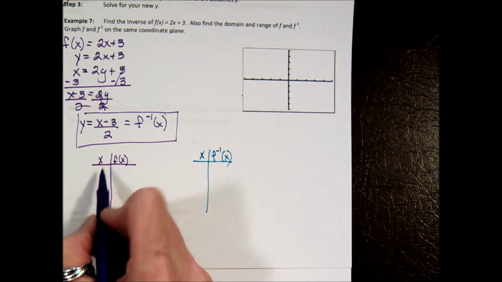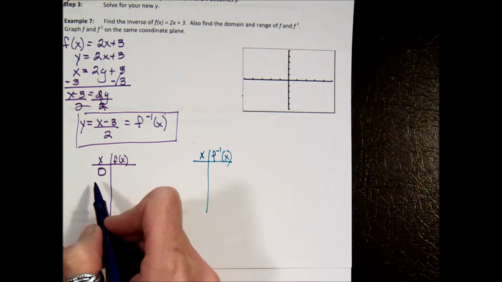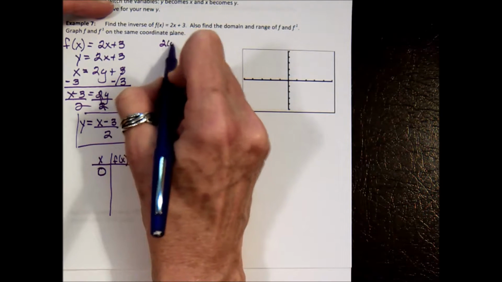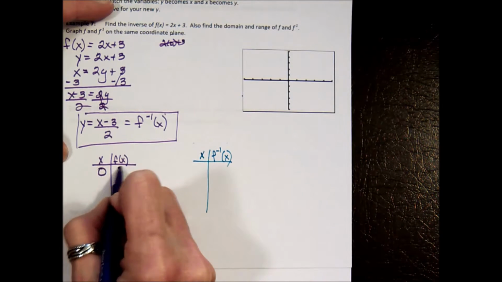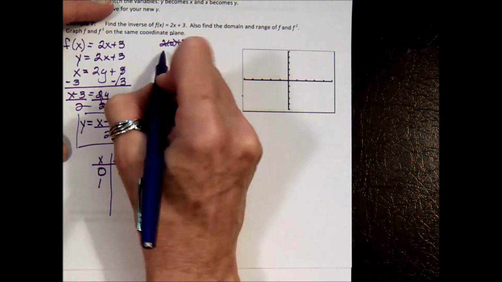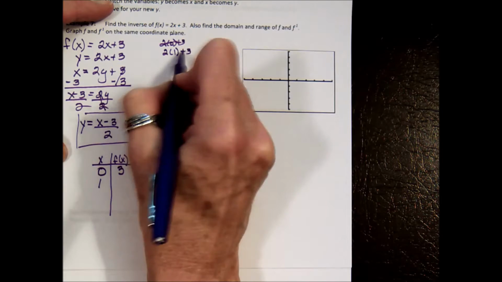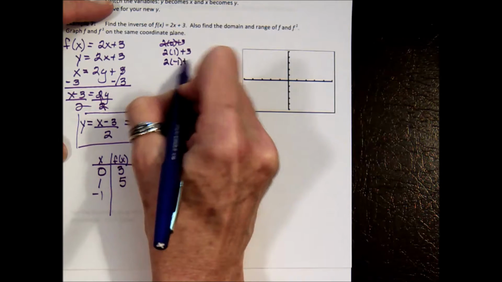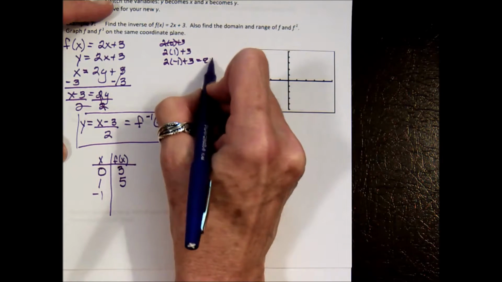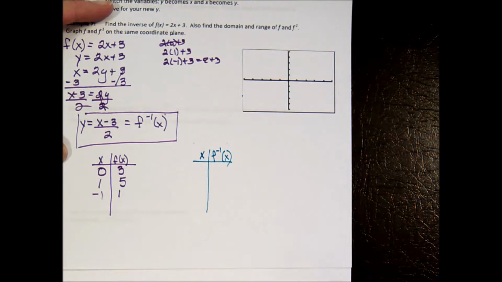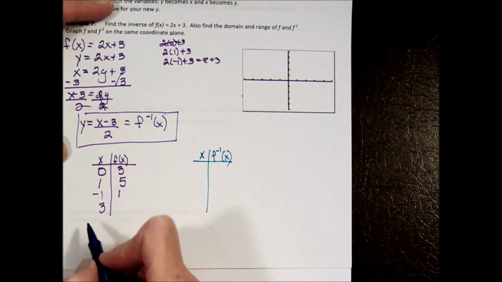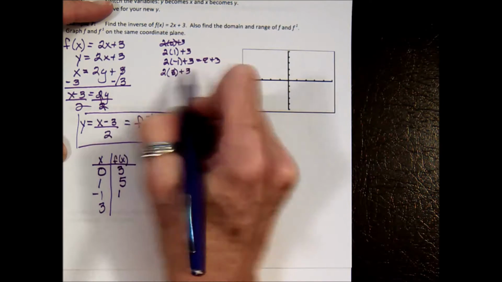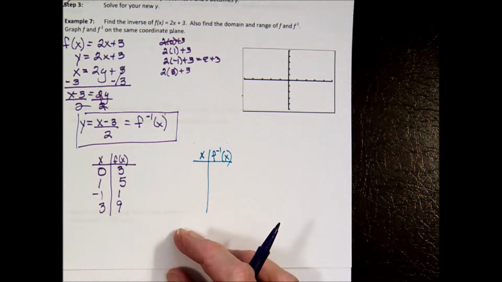So let's let x be 0. I'm just picking values so I can get a graph. If x is 0, that would give me 2 times 0 plus 3, or just f of x is 3. Let's try 1. That would be 2 times 1 plus 3, or 2 plus 3 is 5. Let's try negative 1. That would be 2 times negative 1 plus 3, or negative 2 plus 3, which is positive 1. Let's just try 3. If x was 3, I would have 2 times 3 plus 3, or 6 plus 3 is 9. I could pick all kinds of random numbers.